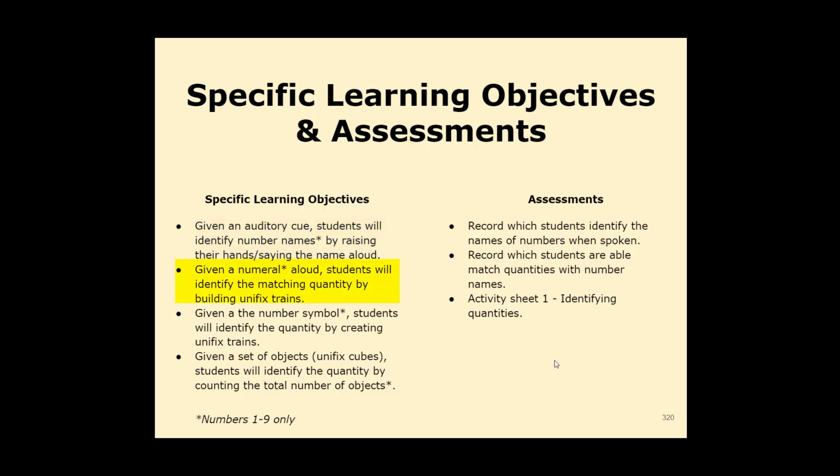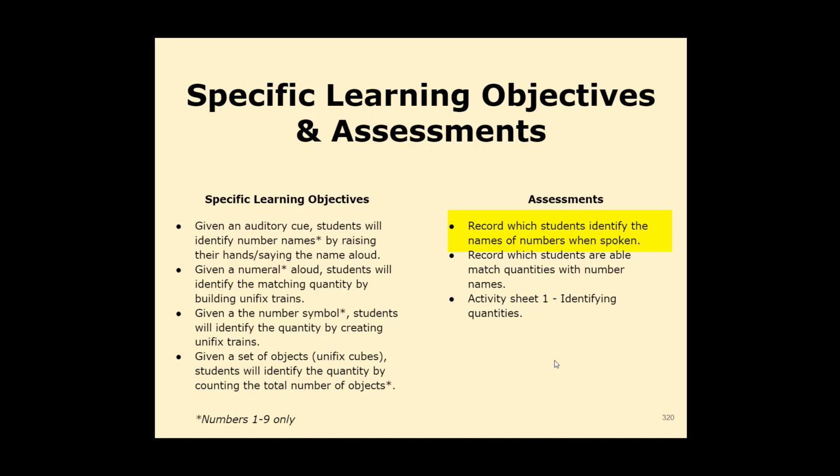Also, given a numeral aloud, students will identify the matching quantity by building Unifix trains or towers. Sometimes they can be called towers. Given a number symbol, students will identify the quantity by creating a Unifix train or tower. Like I said, it can be either. And given a set of objects, in this case we're going to be working with a lot of Unifix cubes, students will identify the quantity by counting the total number of objects.